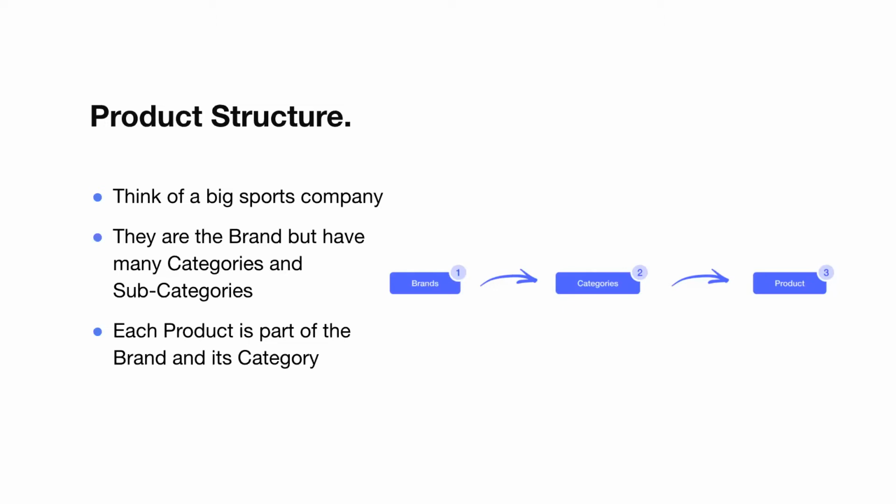In the Helcim system, our workflow and the structure is really similar to a major sport brand like that. So first you have the brand, then you have the categories and subcategories, and then the products themselves.